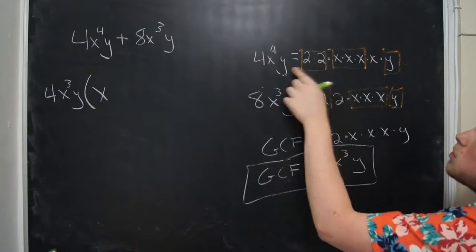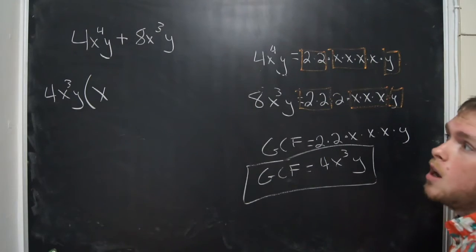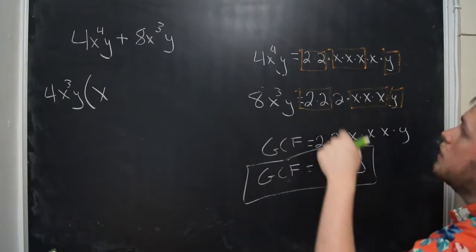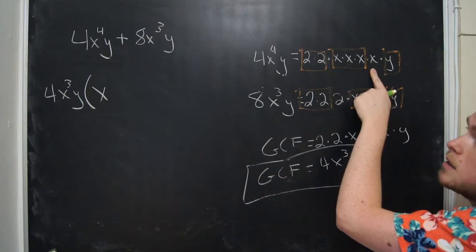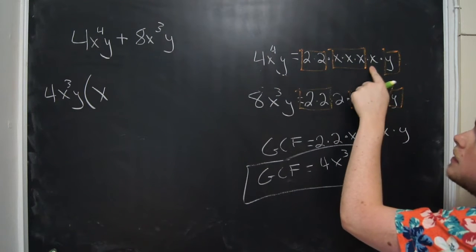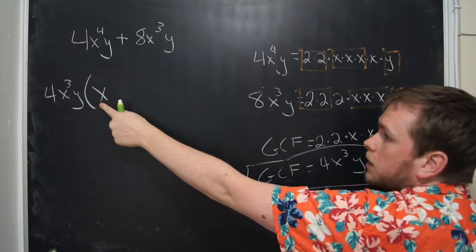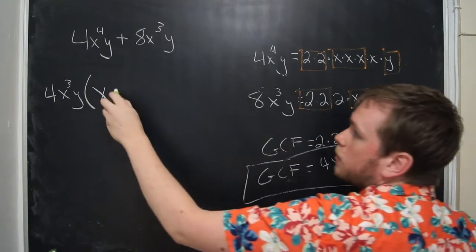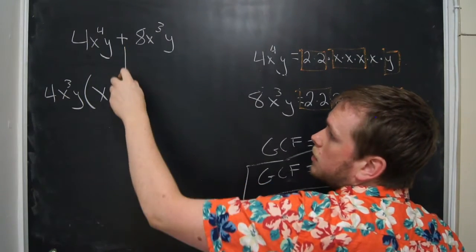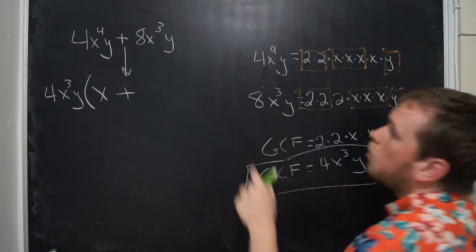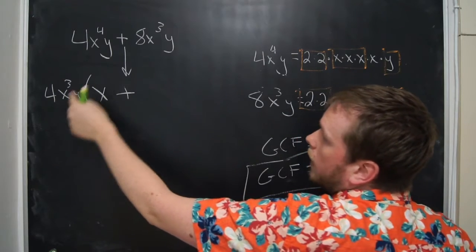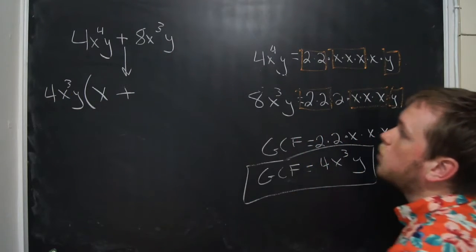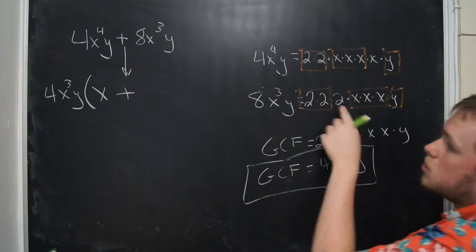Or you could also just look at our prime factorizations. All you need to put in here for each term is whatever we left over. So for 4x to the fourth y, we left this x out. Hey, what do you know? It's just x. Which means for our second term, we have an addition symbol here, so I'm going to carry that down. What about 4x cubed y and 8x cubed y? What did I leave over? Oh, I left a 2.